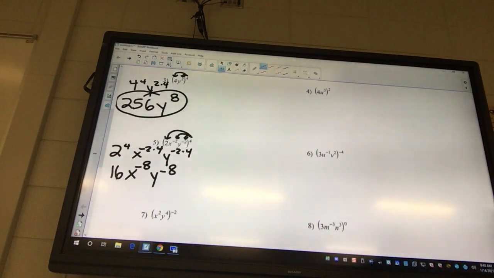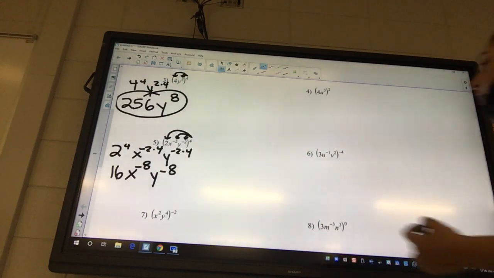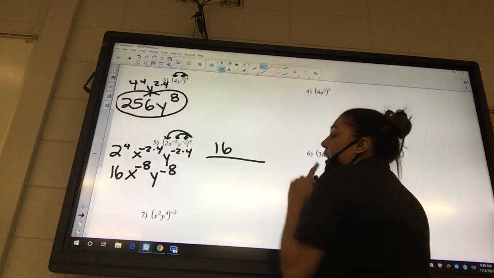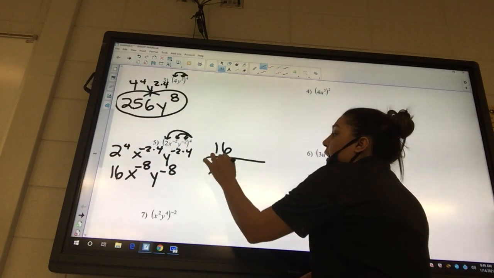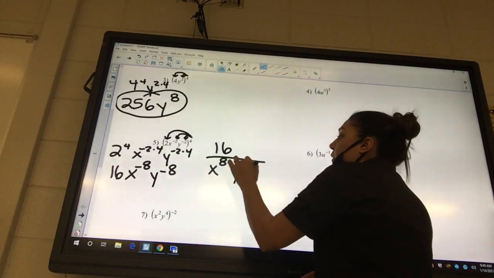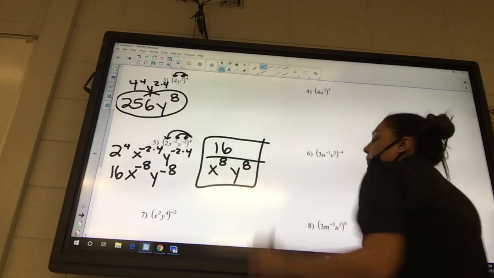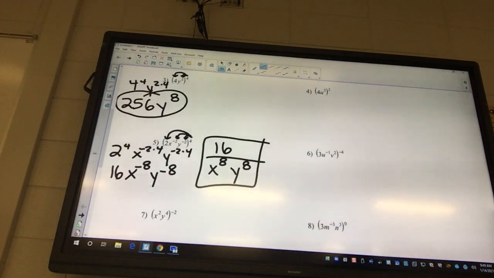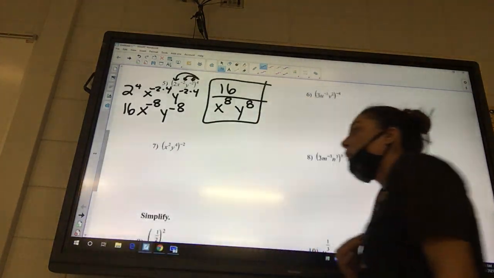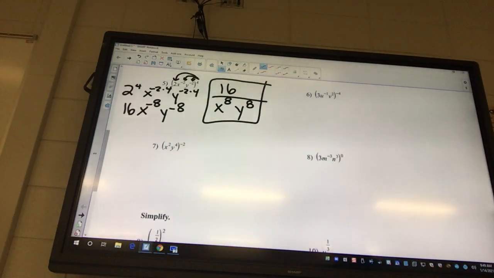Okay, and we're not done because we have negative exponents. And so we have to, yep, so the 16 goes on top, the x to the 8 goes on the bottom, and I got a y to negative 8, so that's going to go on the bottom also. Make sense? Okay.